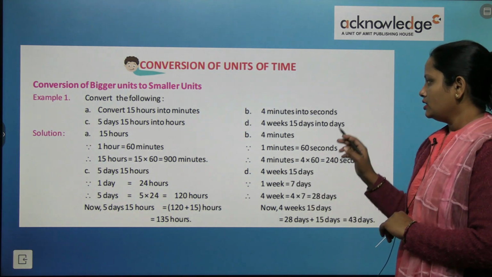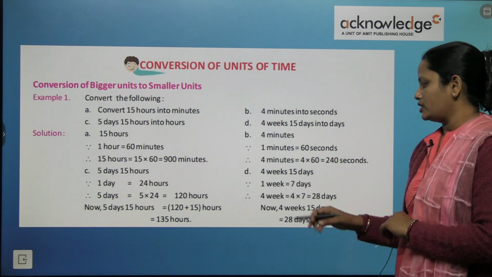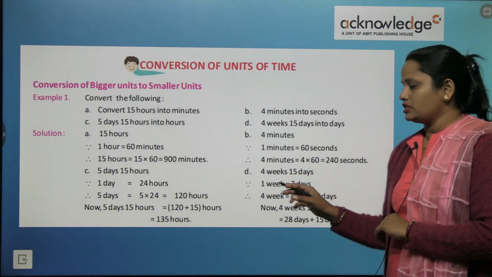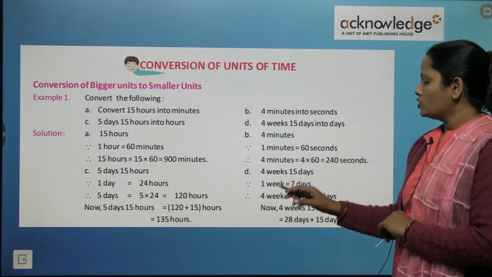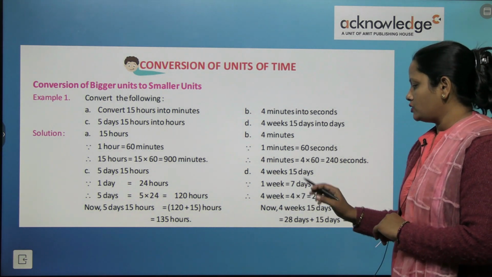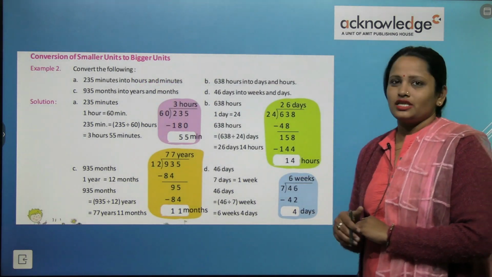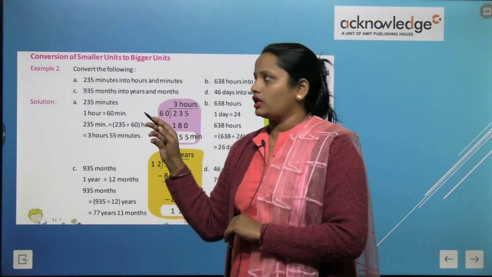Next is, we have to convert 4 weeks, 15 days into days. So 1 week is equal to 7 days. So 4 weeks will be multiplied by 7, which will be 28 days, and plus 15, we will get 43 days. So this is the conversion of bigger to smaller units.